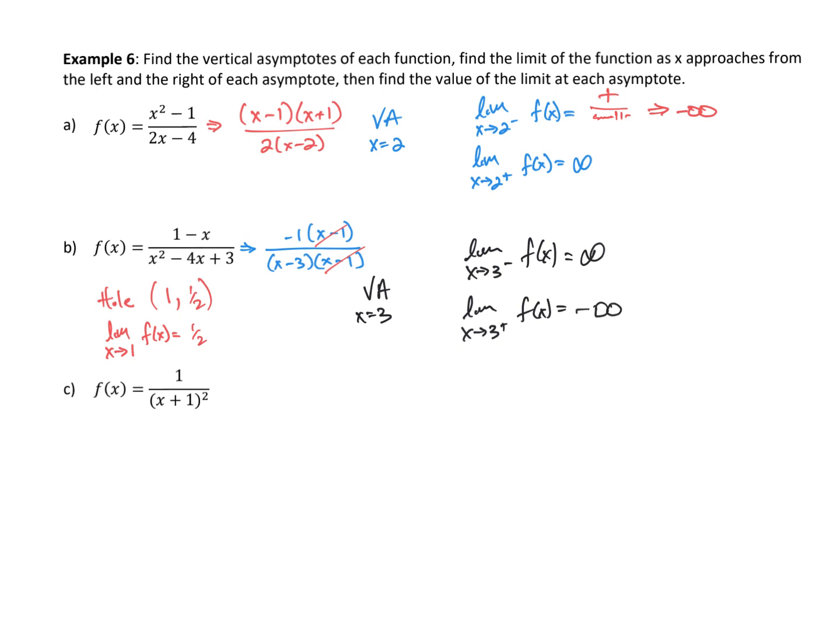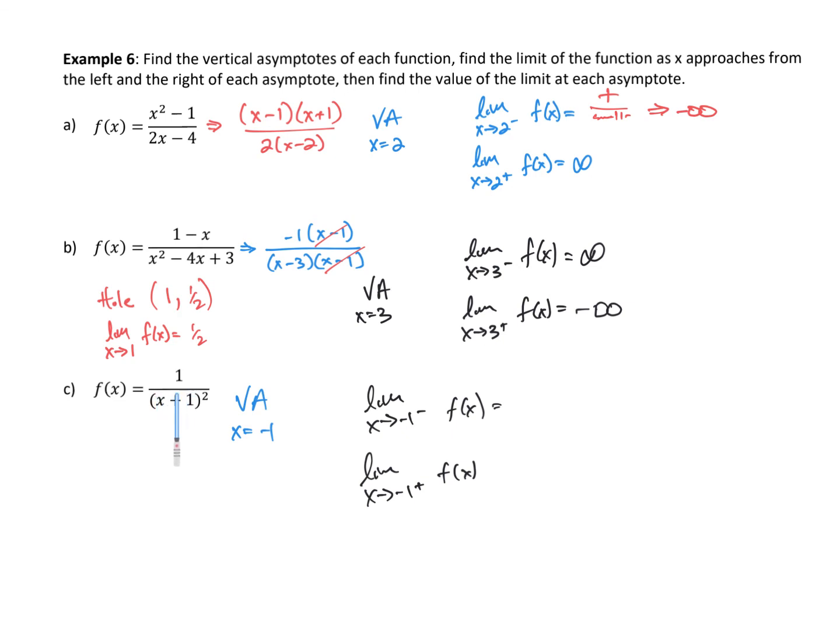So now, when am I going to get a vertical asymptote? Say it louder. X equals negative 1. Love it. So now I'm going to do a limit as x approaches negative 1 from the left, and a limit as x approaches negative 1 from the right. What's a little bit left of negative 1? Perfect, a little bit, like negative 1.001.